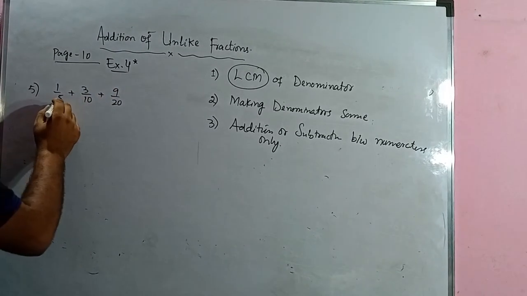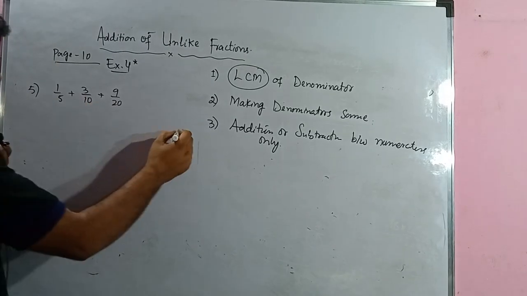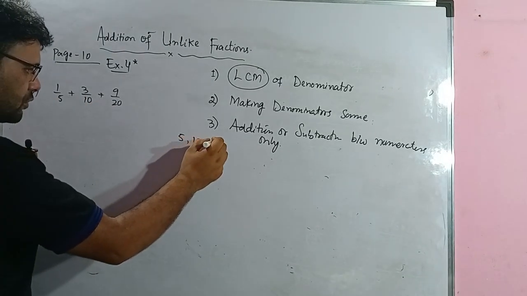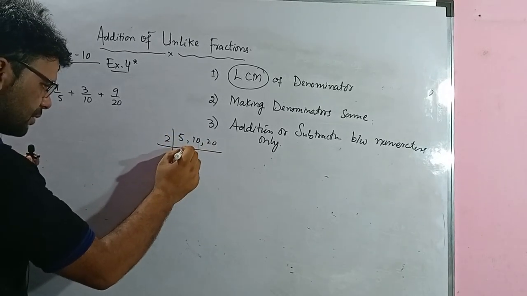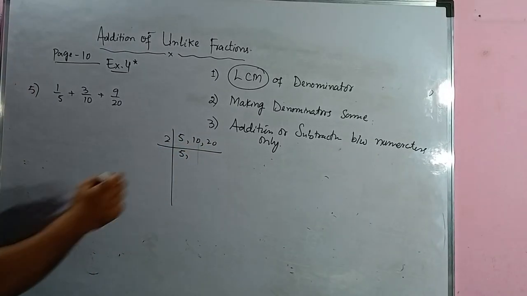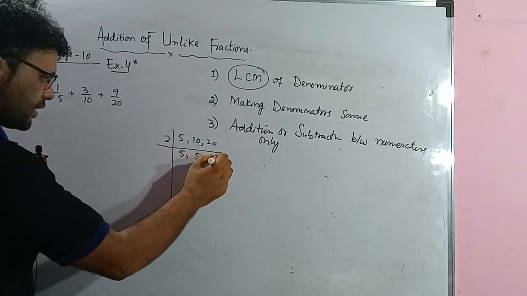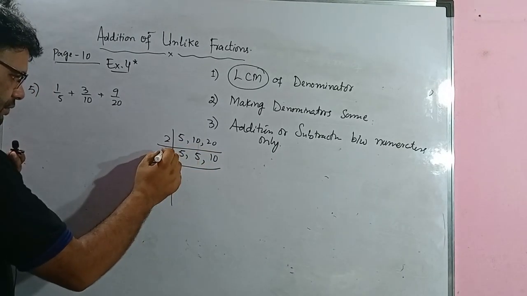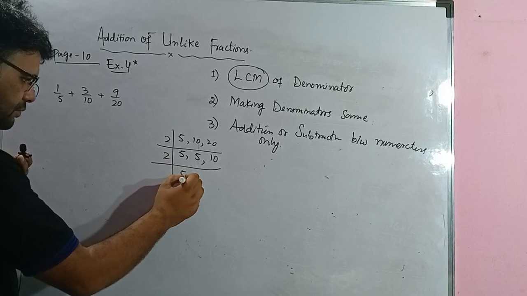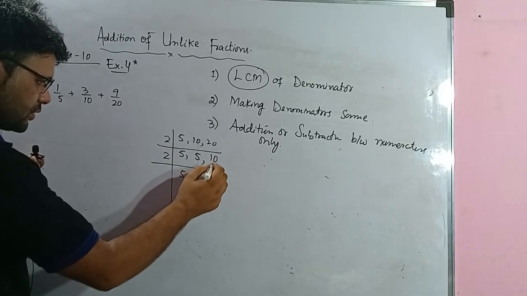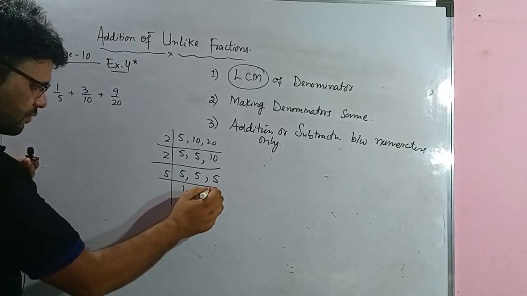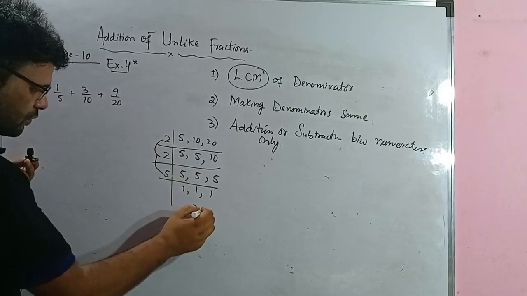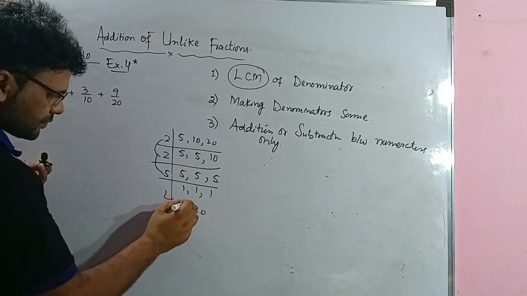I will find the LCM of 5, 10 and 20. You can see 5, 10, 20. Now start with 2. 5 does not come in the table of 2, 5 I will write as it is. 2 5s are 10, 2 10s are 20. Then once again with 2. 5 does not come, 5 does not come. Then 10, 2 5s are 10. Then with 5, 5 1s are 1. 2 2s are 4, 5s are 20. So 20 is the LCM.